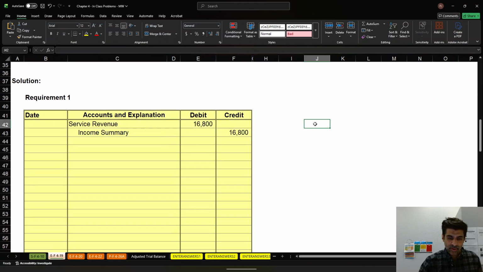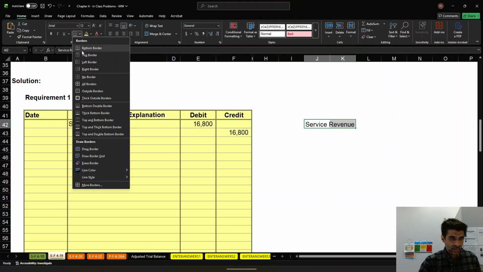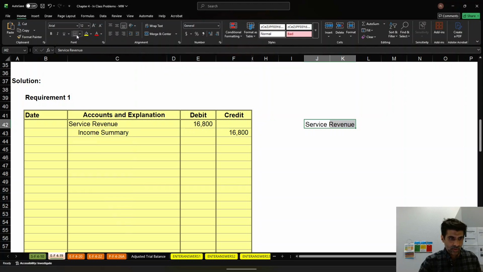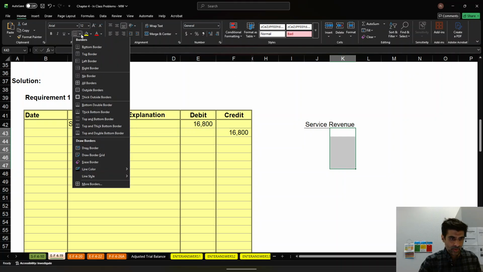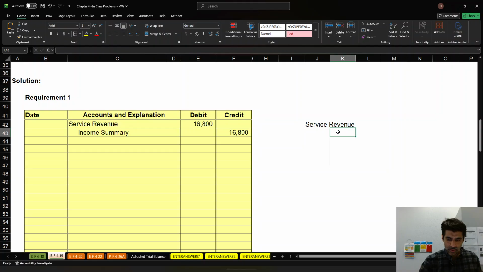Just to be clear, I have service revenue. Let's say I had these two revenues in my period. This is what happened in my period. I generated revenue 2 times and I had this balance. This 16,800 is how much I showed in my income statement. Do we agree?